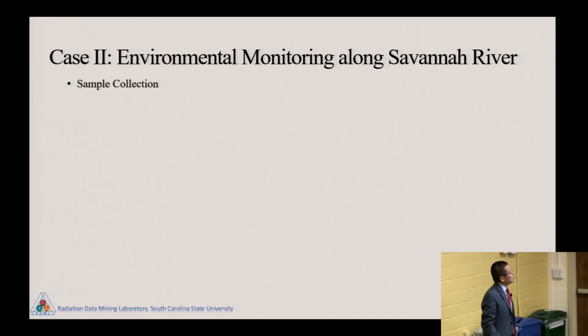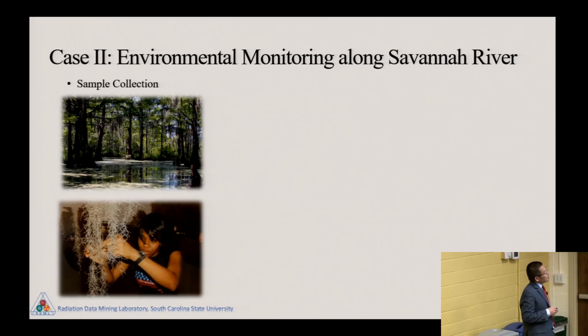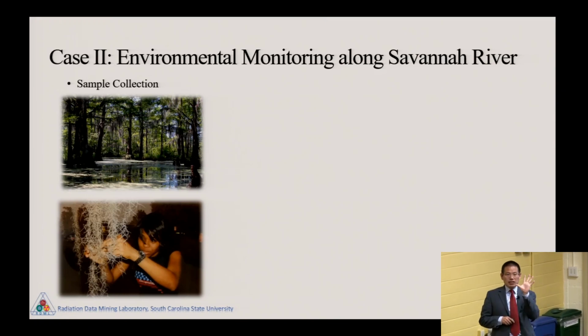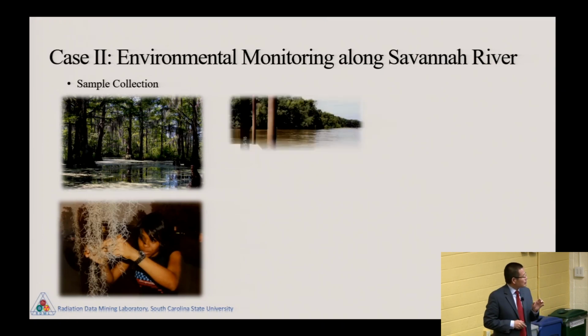Okay. The samples. We collect samples along the Savannah River. One thing we collect to monitor the air is this Spanish moss. Spanish moss is a very interesting plant. It just grows in the air. It does not have roots. It's just hanging on the trees. So it's a very good bioindicator of air pollution.